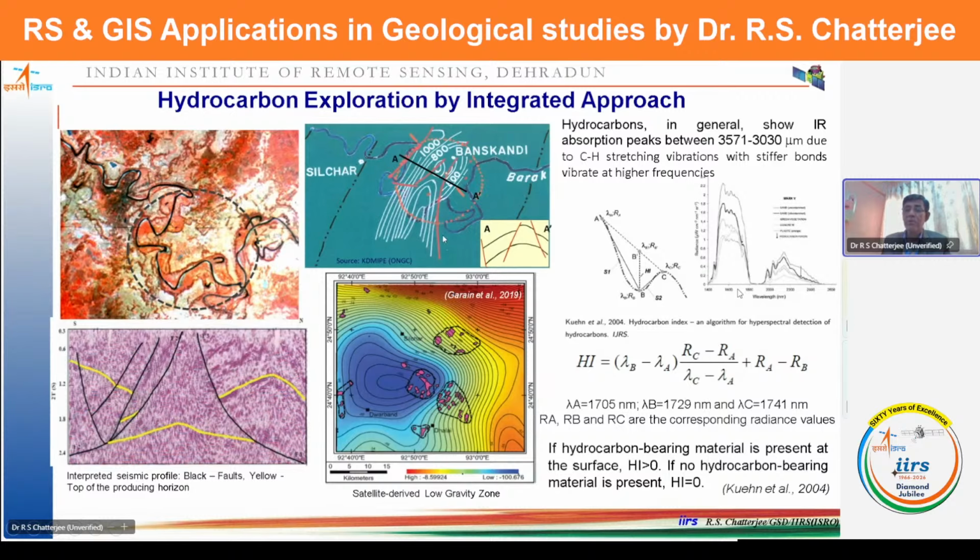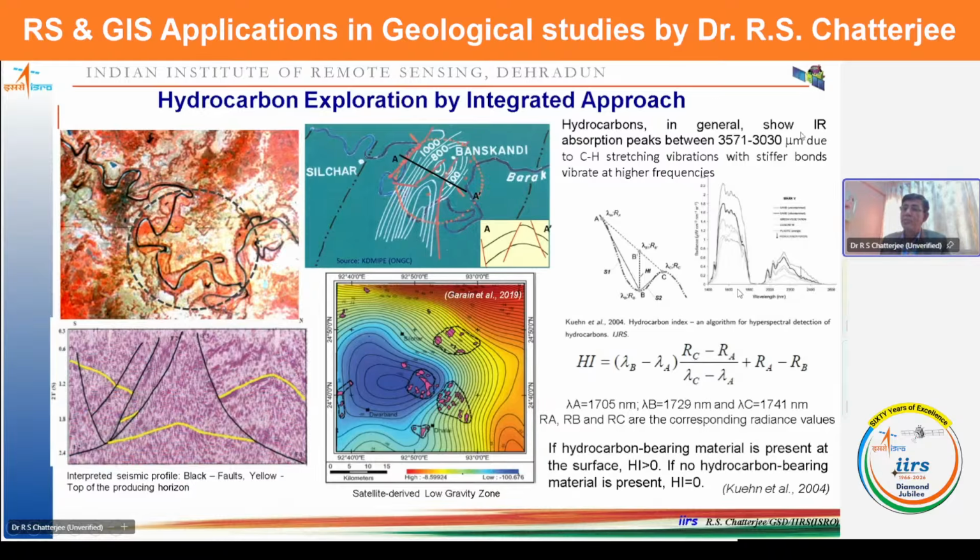Now here are the prospective areas of oil and gas. Then what is required? You need to go for drilling and confirm whether it is there, and then the production. But here, if oil seepage happens to the surface or it contaminates the soil, then some of the absorption peaks are very, very important.